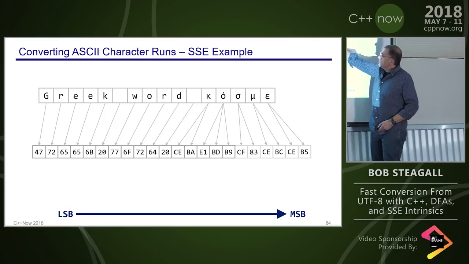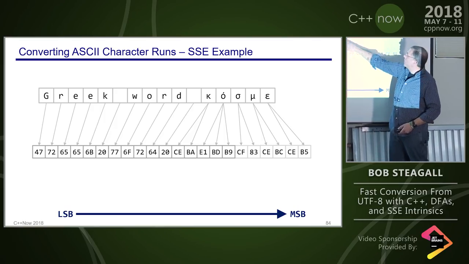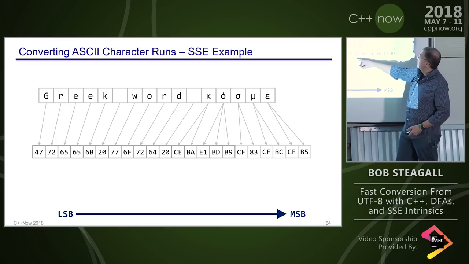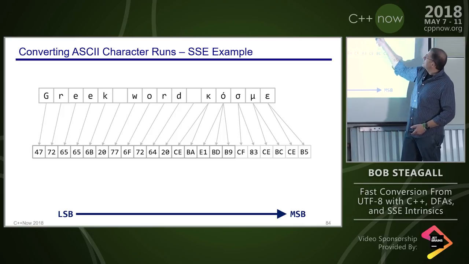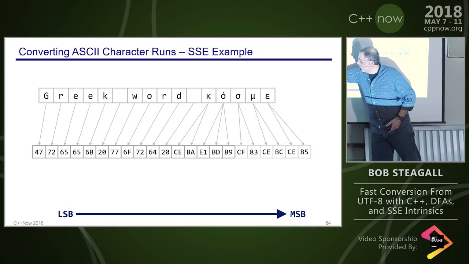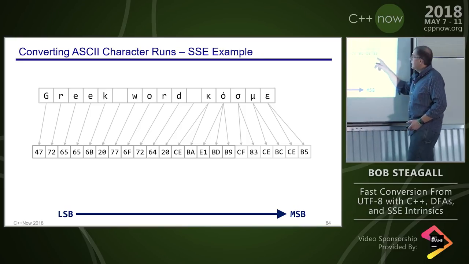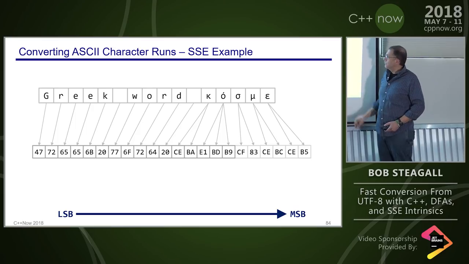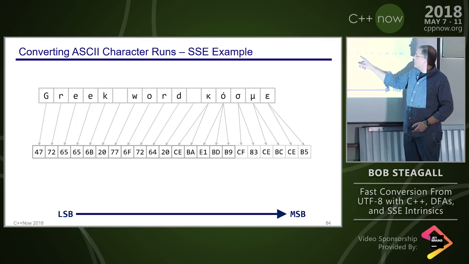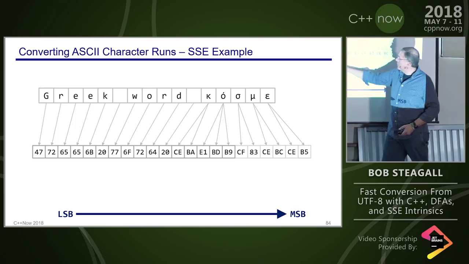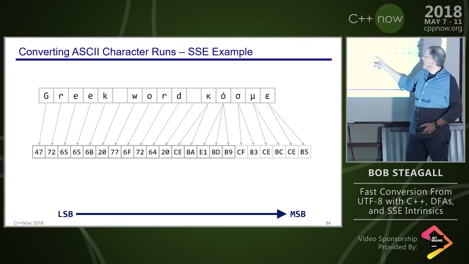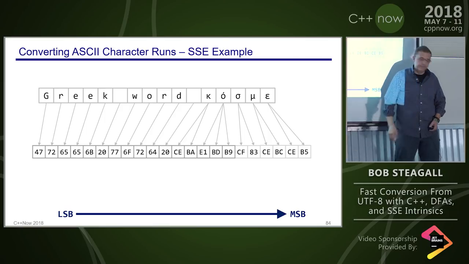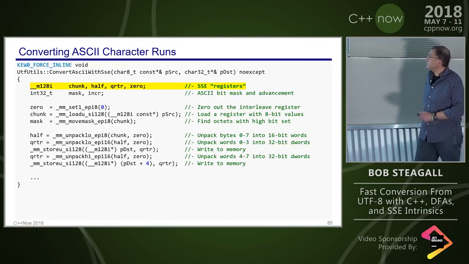Suppose I have 16 code units, which are Greek. I don't know how to pronounce this, but it's kappa, omicron, sigma, mu, epsilon. These 16 code points, when encoded in UTF-8, create these 22 code units, right? So we're going to look at the first 16 code units. You'll notice that the first 11, if you count them, are ASCII. The last five are not ASCII. So keep that in mind.